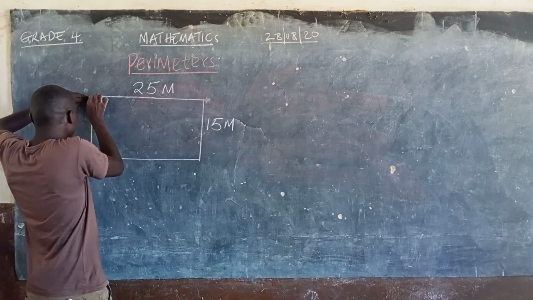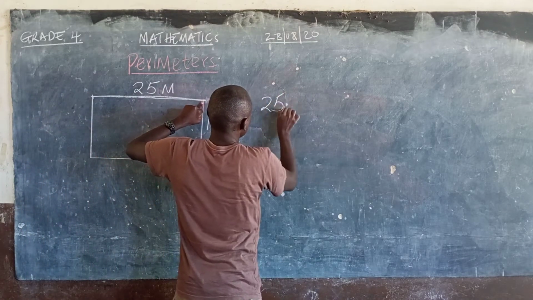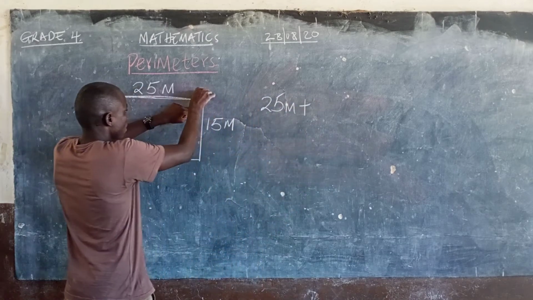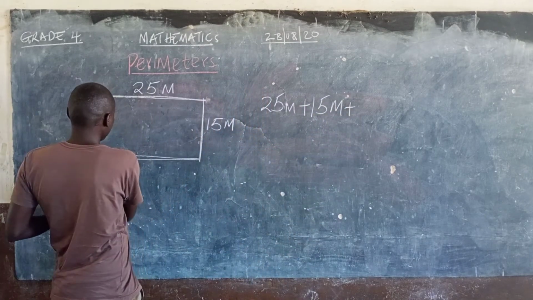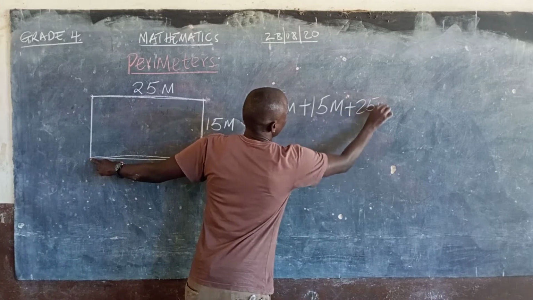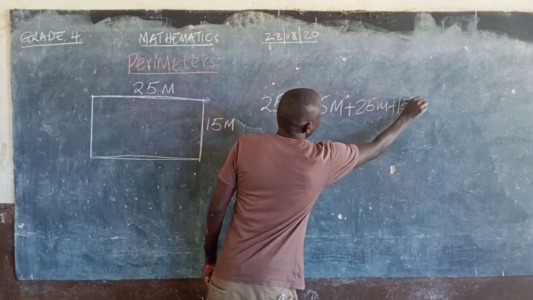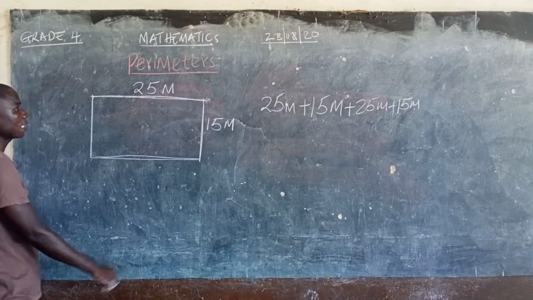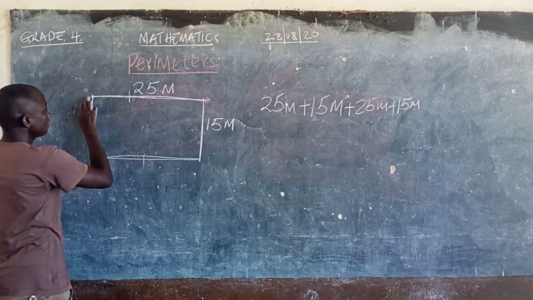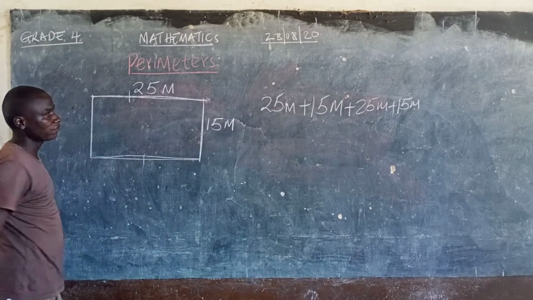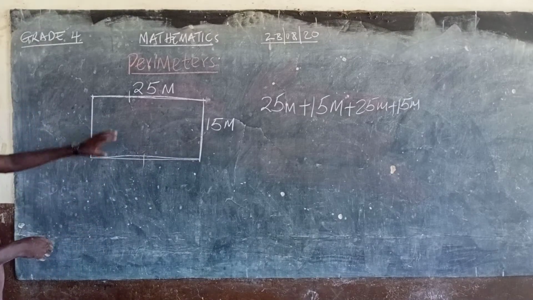Hence here, when you start from this point, walking up to here, that will give you 25 meters plus, up you have 15 meters plus, this again gives you 25 meters plus, going up again, you have 15. Remember, we say that a rectangle has properties of figures. This side and this side are equal. If this side is 25, the other side automatically will be 25. And if this side is 15, this side is 15. This is applied only in a rectangle.